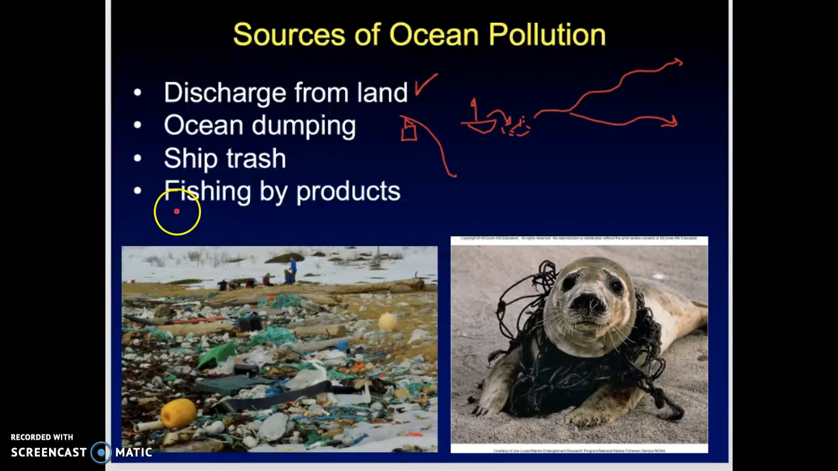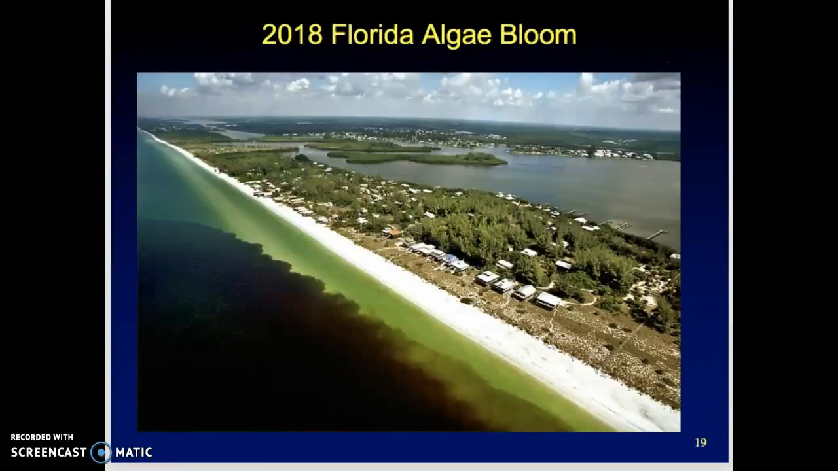And then the fishing byproducts. This poor seal over here. You look at this poor guy, not happy. It has a fishing net wrapped around its neck. So depending on the fishing practice, sometimes a lot of their supplies get discarded in the ocean and can lead to some major, major problems of pollution in the ocean. A lot of this has accumulated off the coast of Florida right now, 2018, leading to these algae blooms.